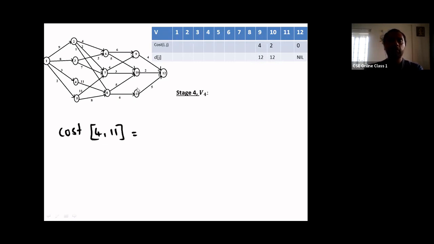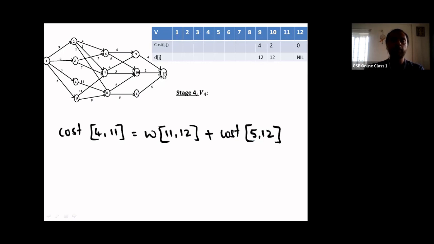Same way, we are left with vertex 11. Vertex 11 is in stage 4. It has one outgoing edge, so there is not much computation. It is the weight of connecting from vertex 11 to vertex 12, plus the shortest path from 12 to sink, that is cost of 5 comma 12, fifth stage vertex 12, which can be given as 5 plus 0. As there is not much computation, after reaching 11, you have to go to 12. So D of 11, the direction after 11, is 12.